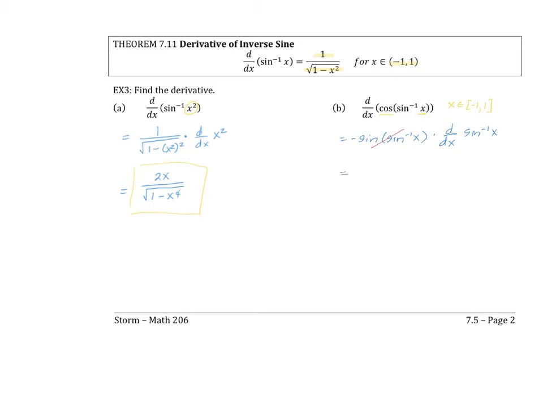So this is just going to be negative x times 1 over the square root of 1 minus x squared. And again, cleaning this up a bit, that will be x over the square root of 1 minus x squared, and I'm going to take its negative. So this would be our derivative.